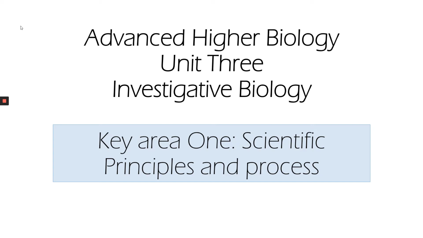Advanced Higher Biology, Unit 3, Investigative Biology. Key Area 1, Scientific Principles and Processes. We'll mainly be concentrating on Section A of that course.